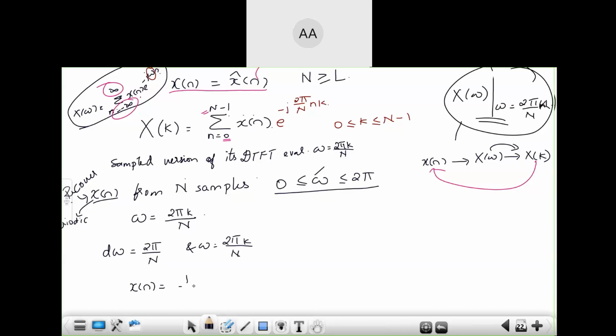Ma'am, can you say the formula once again? We have the integration formula, ma'am. 1 by 2 pi, integral from minus pi to pi of X of omega e power j omega n d omega. Exactly.